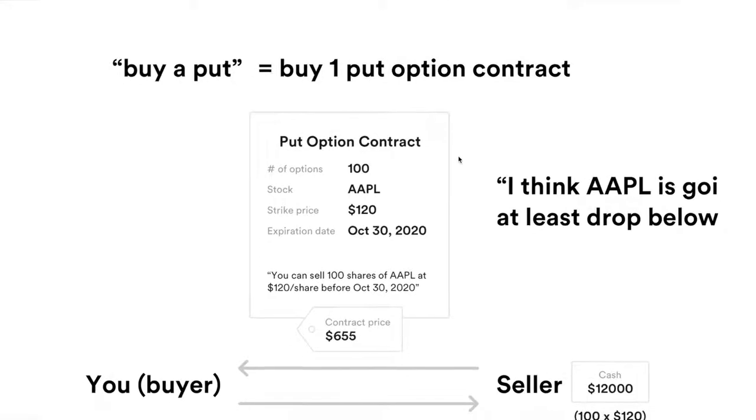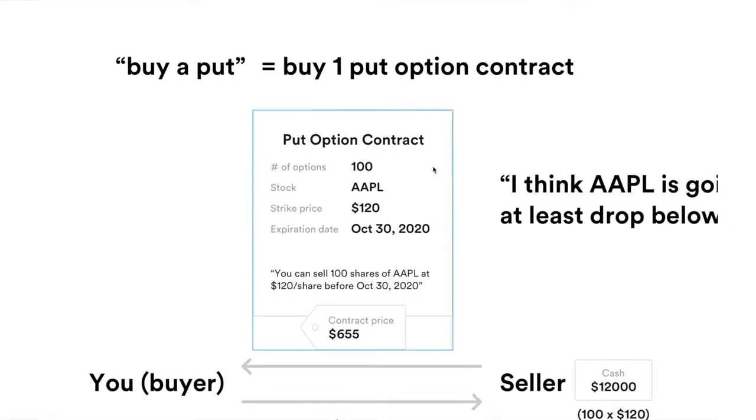In this put option contract, it defines the number of options, 100. In option trading, it always trades in blocks of 100. So each contract will have 100 options. When you buy a put, you're buying one put contract that has 100 options. You buy two puts, two contracts, 200 options. It also defines the stock, the strike price is this price, the expiration date is this date.